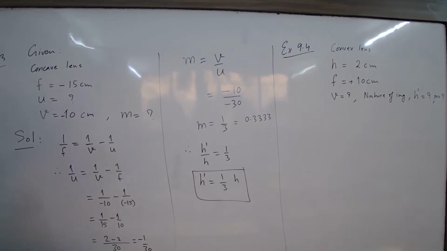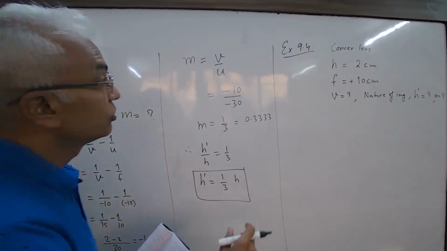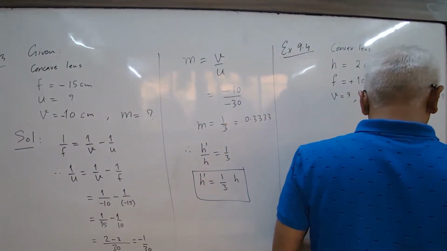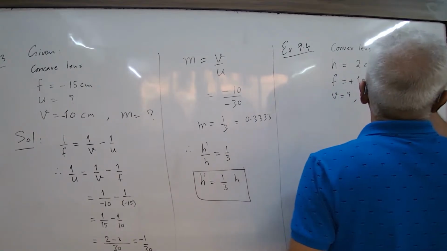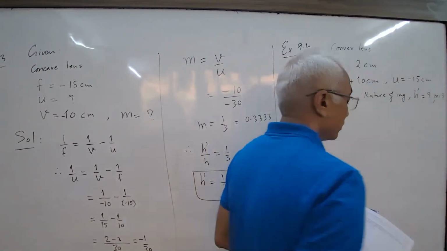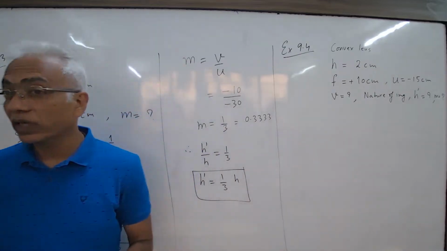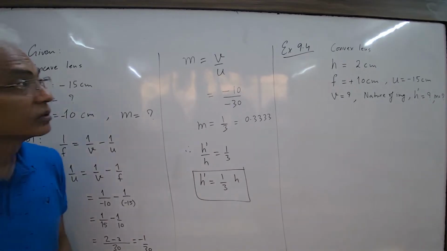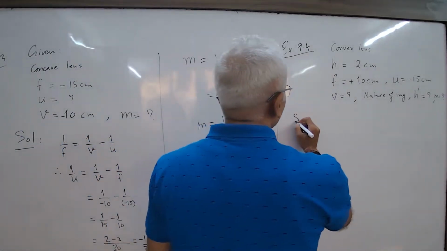We have object distance U also given, right? U given is how much? 15 cm. So it will be minus 15. That becomes minus. Okay. So in the numerical, the sign will not be given. So you have to carefully apply the sign. Okay. Solution.